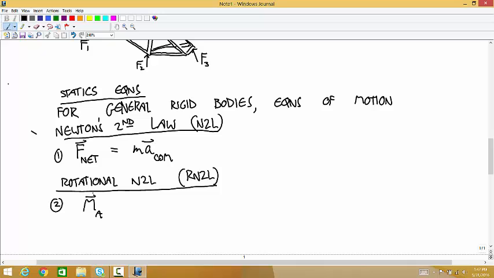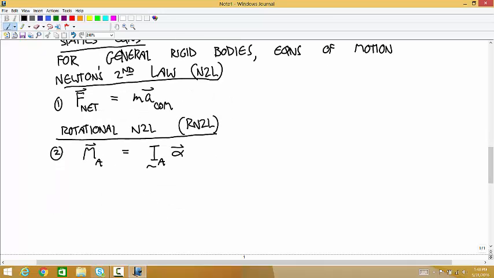The sum of the moments produced by all the forces about some point A is equal to the moment of inertia about A, and that's actually a matrix, times the angular acceleration of the body. That's a vector. And we're not even done with this yet. That A cannot be anything. Your choices are limited.